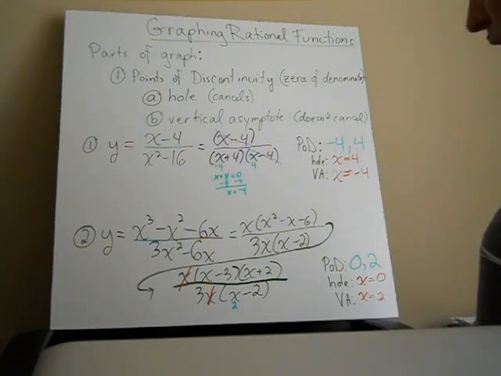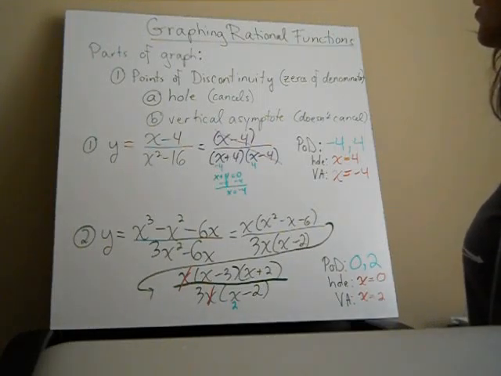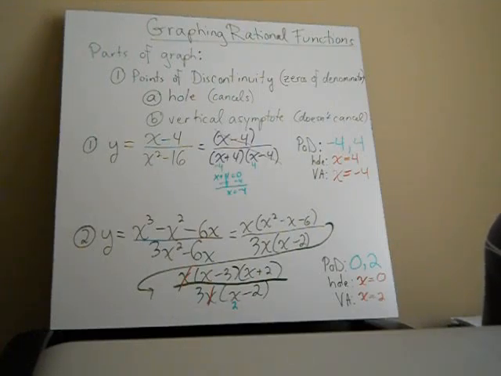That is the quick version of points of discontinuity of rational functions. Next, we'll get into horizontal asymptotes.